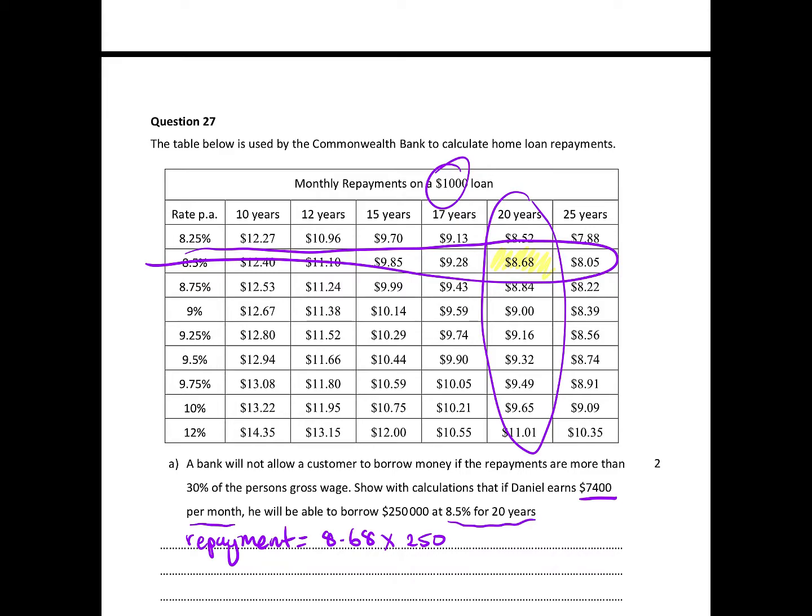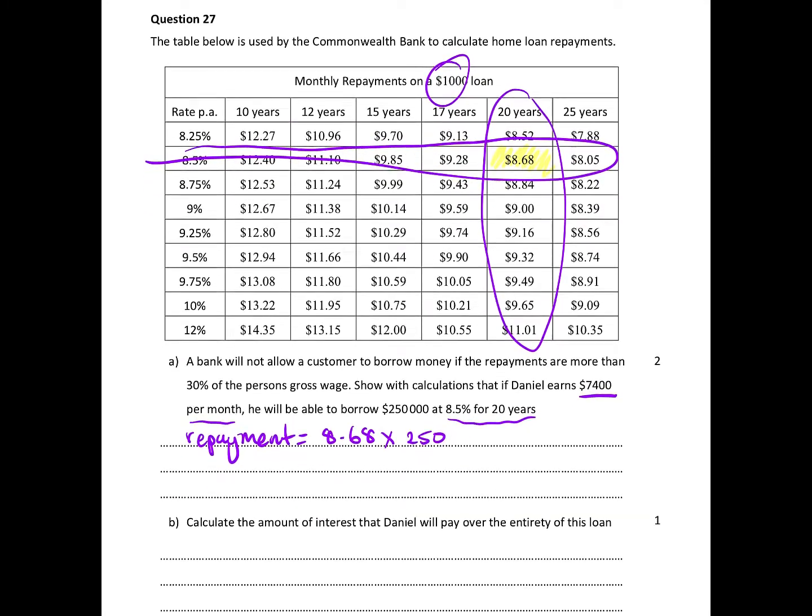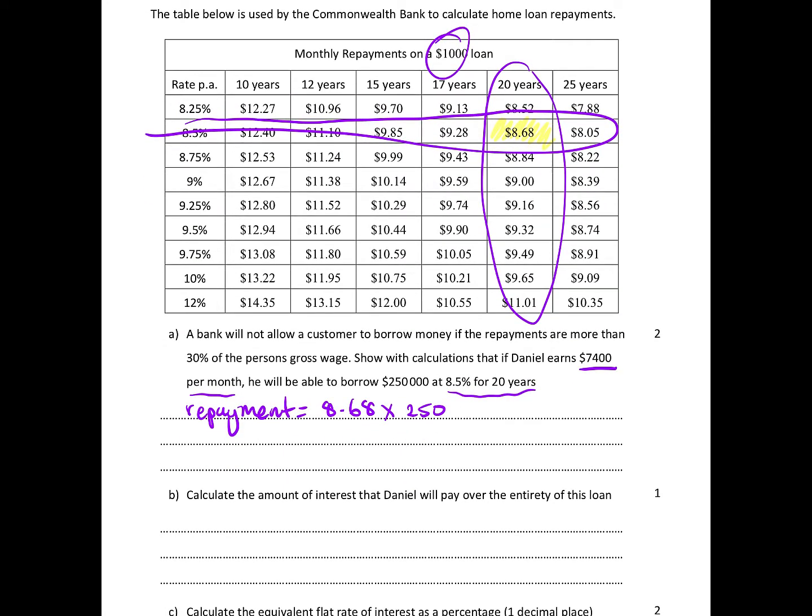If I were to borrow $1,000, and I wanted to pay that back over 20 years at 8.5%, I'd have to pay back $8.68 a month. But if I'm borrowing $250,000, I need to multiply that amount by 250, and we get $2,170.